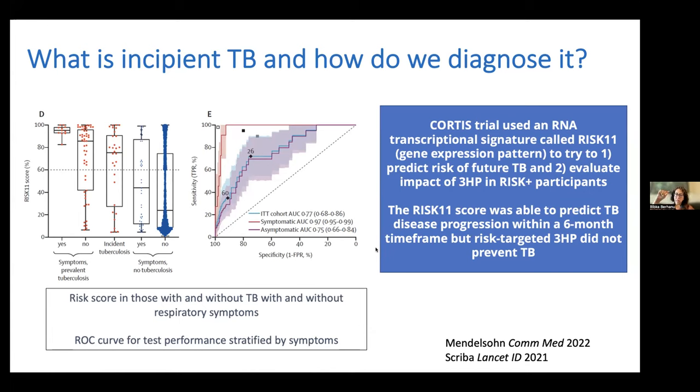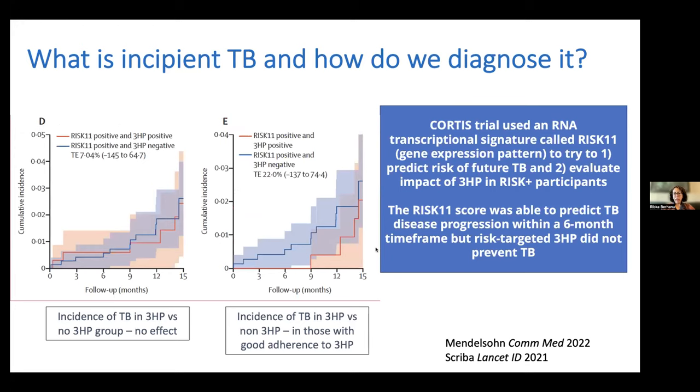And you can see in the blue and the sort of pink line that it's not as good when applied to people who have subclinical TB disease. That's just how good it is at differentiating subclinical TB from active TB, both at baseline and over time. And so now we look at the question of whether giving 3HP to people who are Risk11 gene signature positive made a difference. And unfortunately, it didn't. The overall incidence of TB was quite low.